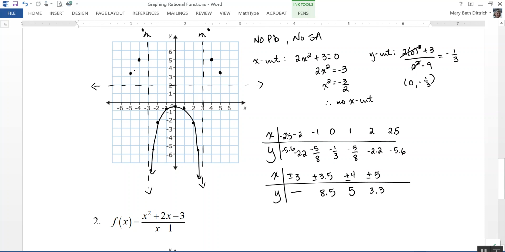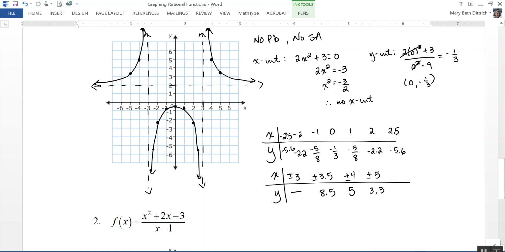And I probably could have done 6. Wait, did I do that right? Yeah. So then that's going to give me something that looks like this. And something that looks like this. And because that line y equals 2 is an asymptote, let's make our graph look asymptotic. Okay, so that's the graph of this rational function.